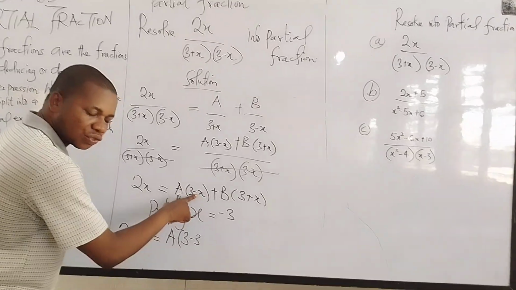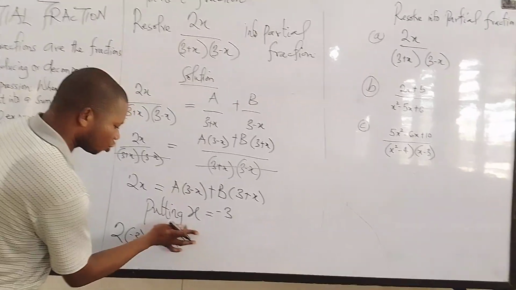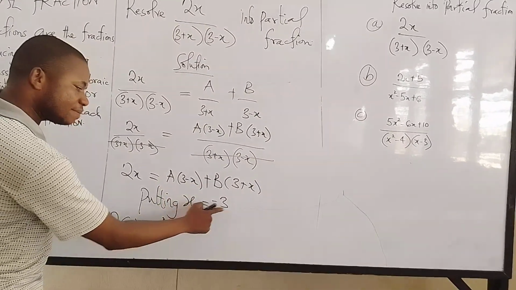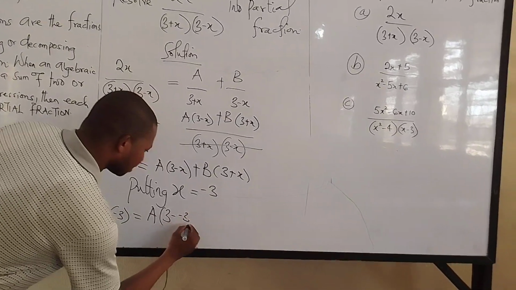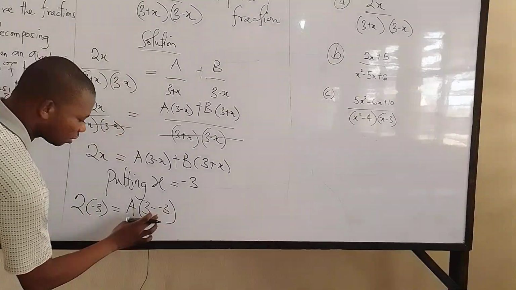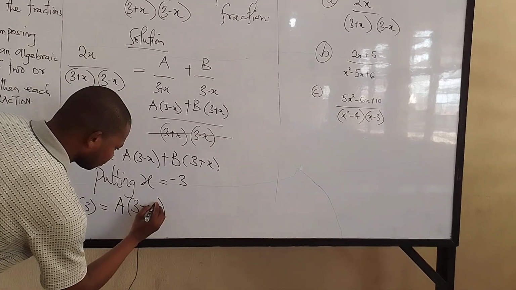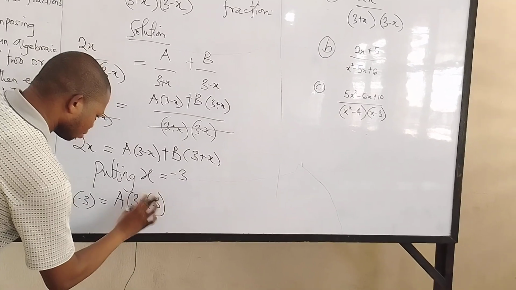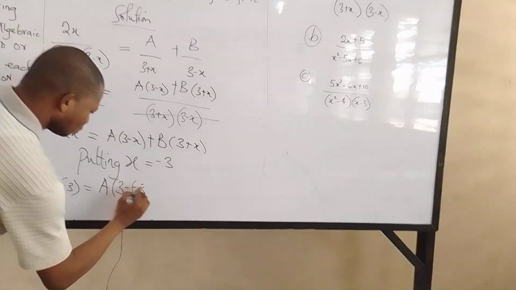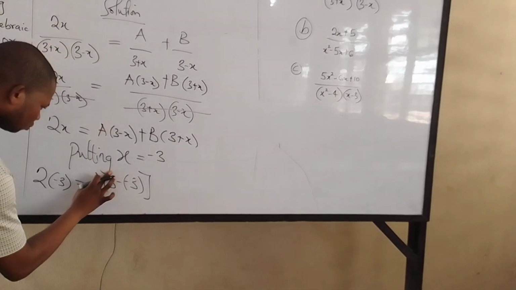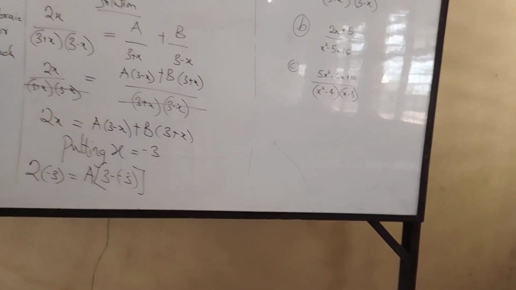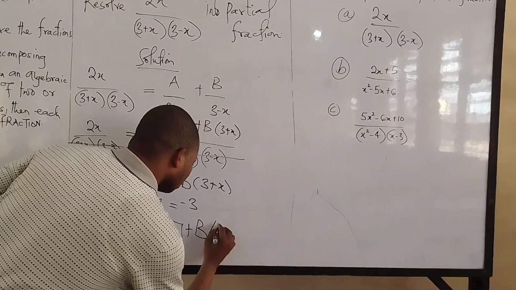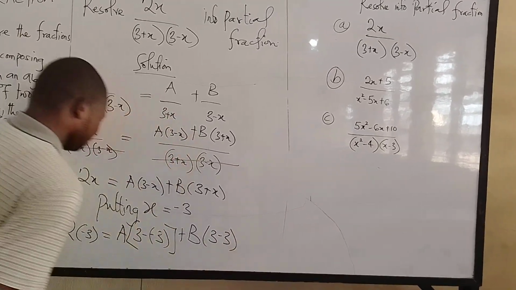Mind you, this is minus. Take note of what I'm doing. Minus 3. This is the minus, but we say our x is minus 3, so I'll now put minus 3 into brackets. This is minus 3, minus 3. So now we're having minus, minus. Okay, then plus b into 3 minus 3.